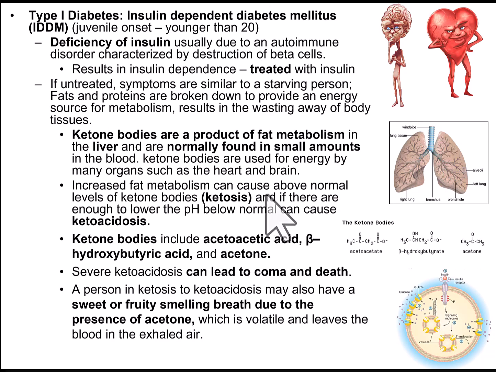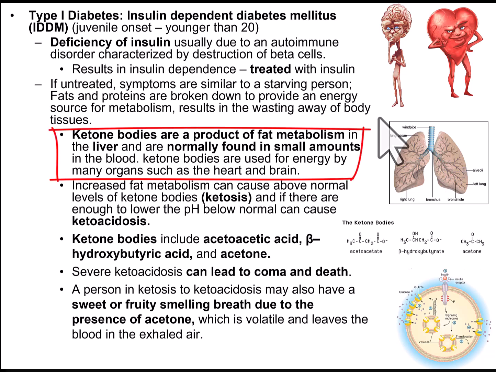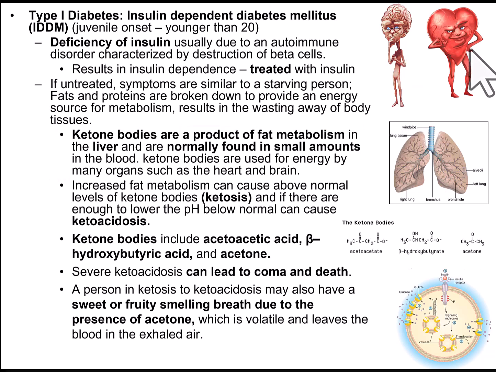In addition to breaking down those fats and proteins, one of the products of fat metabolism that happens in the liver is that you produce ketone bodies. Now, these are normal in every one of us. We all produce a certain amount of ketone bodies because ketone bodies are used for an energy source by the neurons in the brain, by cardiac muscle cells. However, if you have increased fat metabolism, then you're going to make more ketone bodies. It's important to realize that when you metabolize fat, you're not just making ketone bodies. You're making glycerol and fatty acids, and they're used as an energy source. But a certain small amount of that fat metabolism will produce ketone bodies.